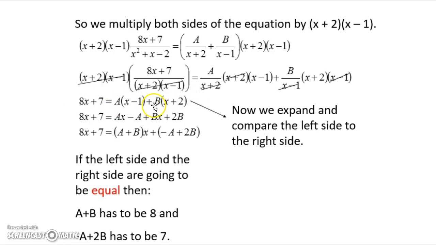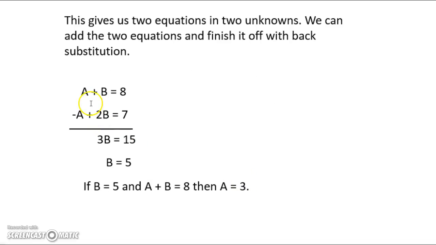I can distribute A through those parentheses, distribute B through those parentheses, and I know when I gather like terms, I have A plus B times x if I factor the coefficients out, and I have negative A plus 2B, and so this has to be the coefficient of x, which is 8, and this has to be the constant value, which is 7. So A plus B has to be 8, and negative A plus 2B has to be 7. So now we have a system of equations.